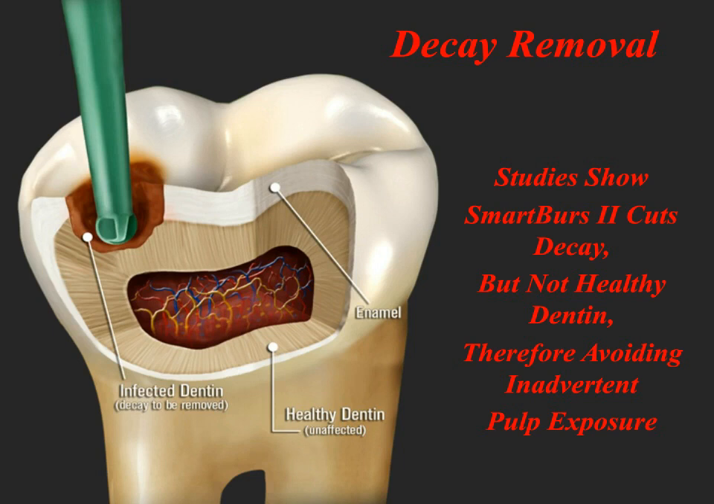The unique feature of the SmartBurs II is that it's a polymer burr. It's designed to have the same Knoop hardness as healthy dentin, so that once healthy dentin is engaged by the flutes, healthy dentin does not cut. That's the key to SmartBurs.